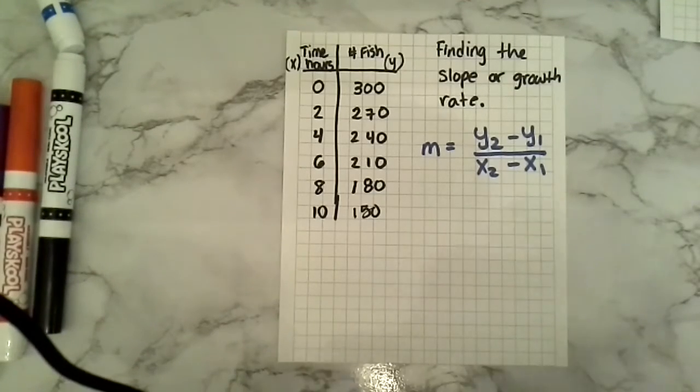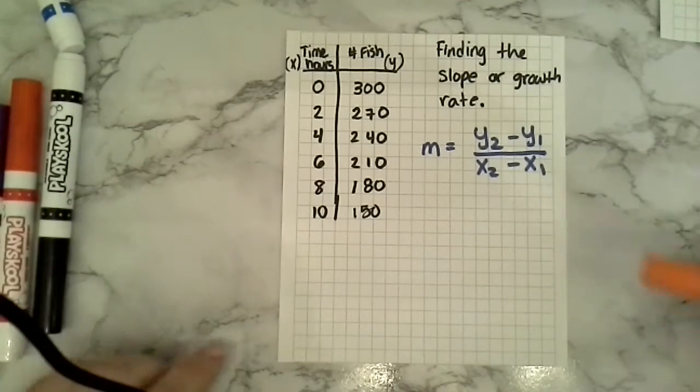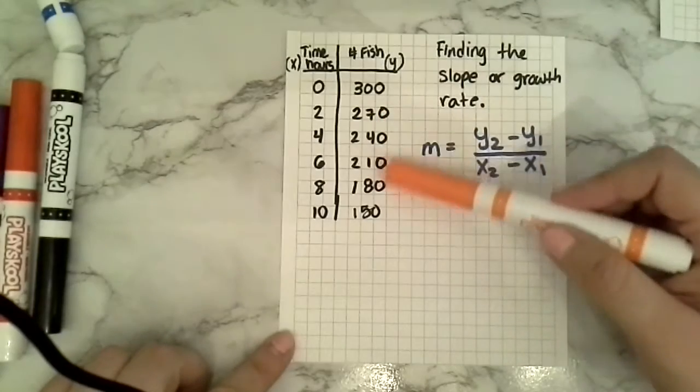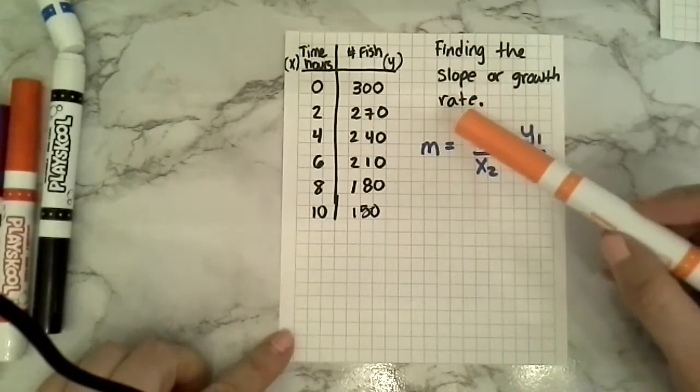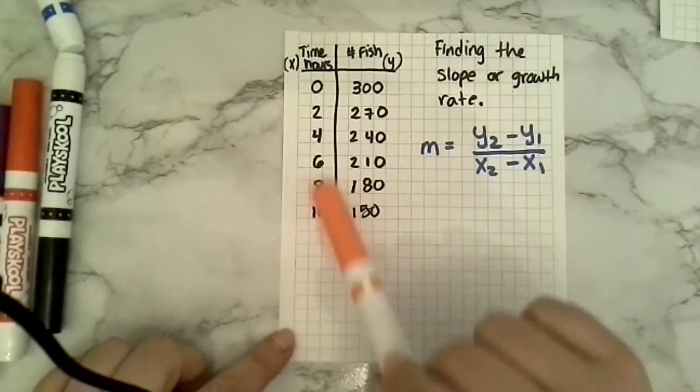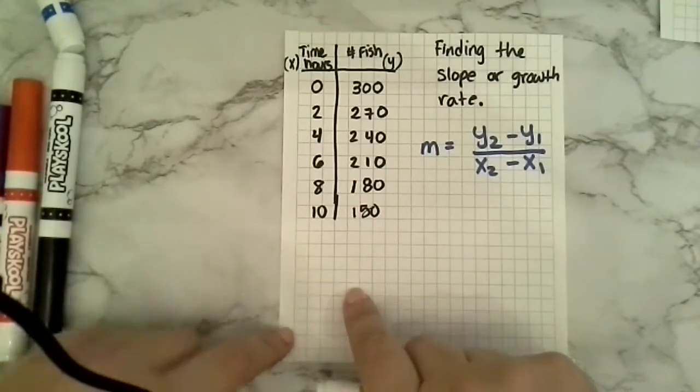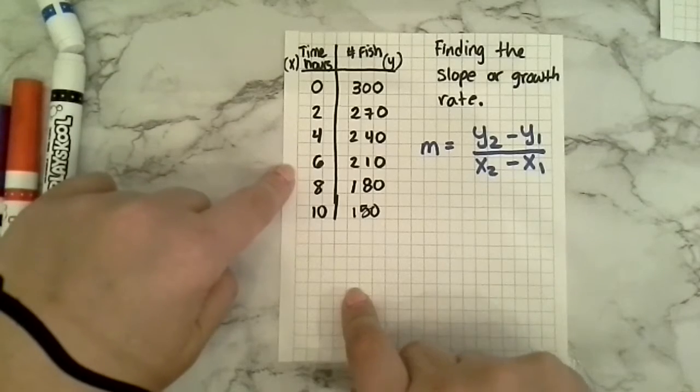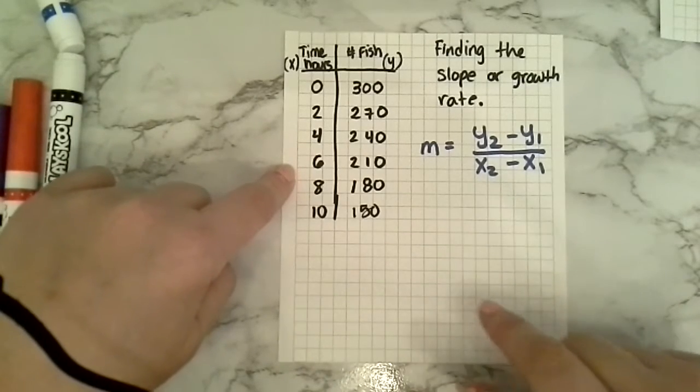Okay, so today I'm going to go over how to find the slope using the slope formula if you were given a table. Again, it's the slope or the growth rate. So here on the left of this table, our x values are really time in hours. And then on the right, our y values are the number of fish.